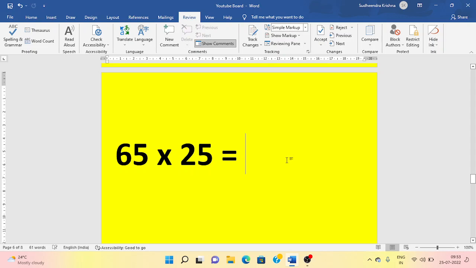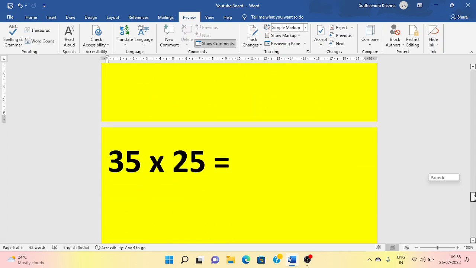Now let us take another example, 65 into 25. You first multiply 65 by 5. When you multiply 65 by 5, you will get 325 as the answer. Now again you multiply this 325 with 5. When you multiply 325 with 5, you will get 5 in the units place, and half of 324 is 162. So this is the required answer. 65 into 25 is equal to 1625. It's as simple as this.